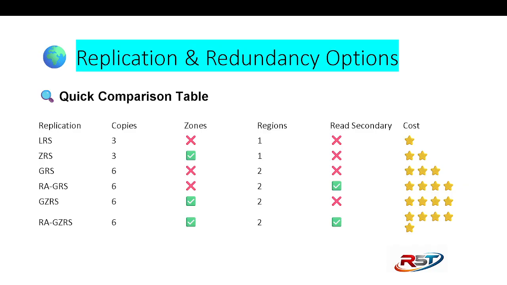Quick comparison table. Replication. LRS replication 3 copies. Zone wise it won't copy, only data center wise only it copies. Region, one region only it copies. And read secondary it won't be available. Cost is less.